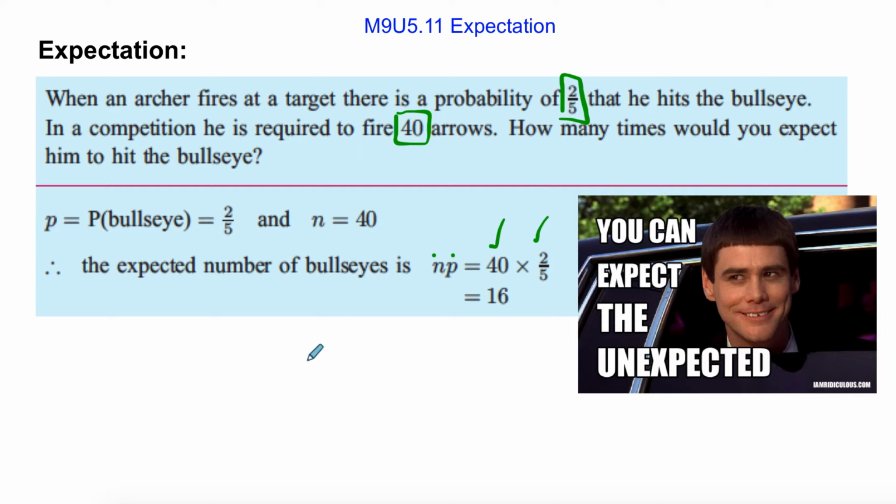When you multiply fractions, you multiply everything on top, right? 40 times 2, you think about 40 as a fraction, 40 over 1. And 2/5 is a fraction, 2 over 5. You can either simplify or you can just multiply everything on top. You get 80 over 5, and then you can simplify it down from there, right? Great. So you should get 16. We should expect 16. So we want to know what to expect.